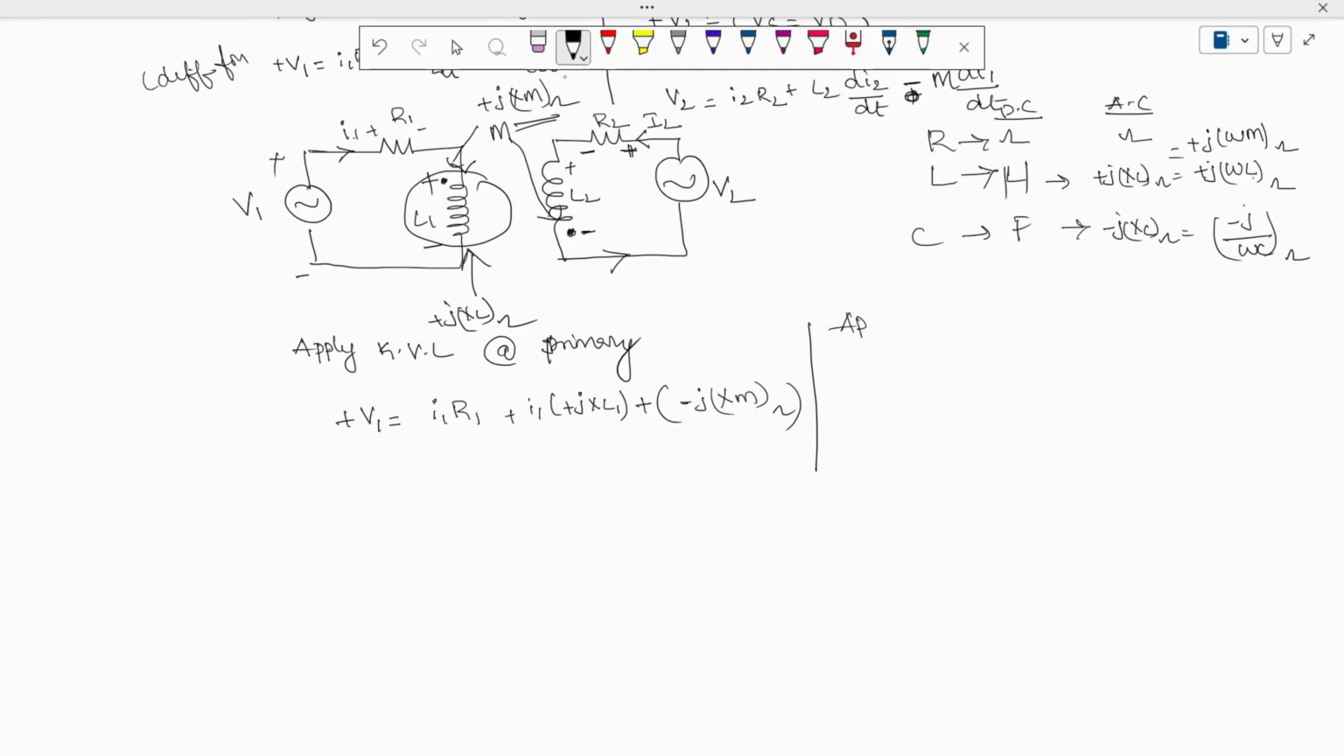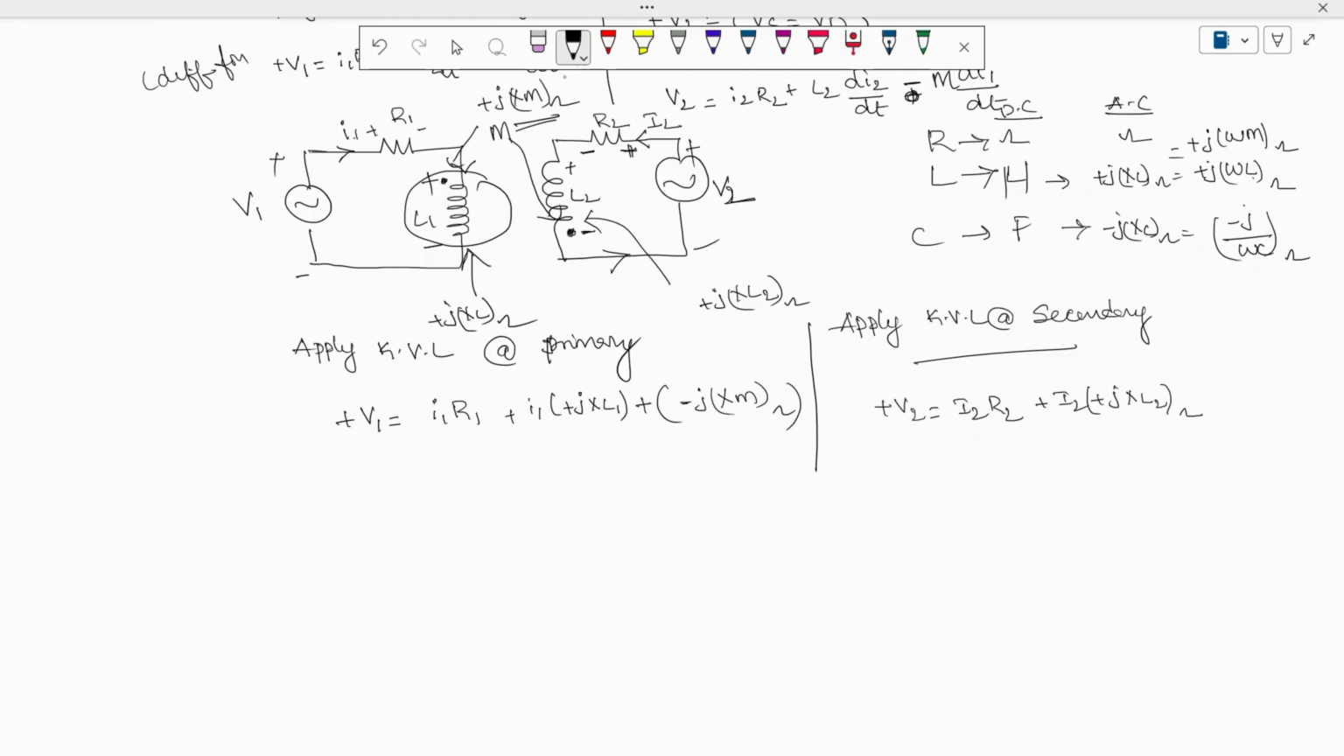Similarly, let us try to apply Kirchhoff's voltage law at the secondary of the transformer, or the secondary of this coil. The input voltage we are applying is V2, so the voltage source is V2, the drop is I2 into R2, and the drop across this inductor is plus jXL2 ohms. What is this inductor value? We can write this as plus I2 into XL, which is nothing but plus jXL2 ohms.